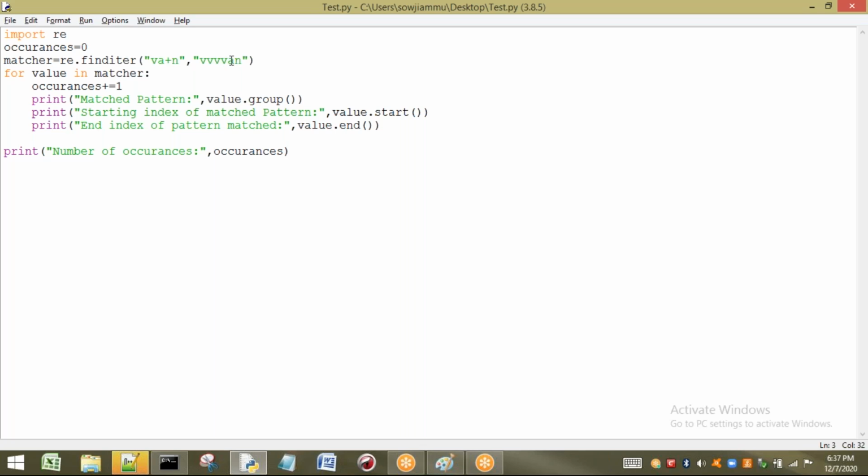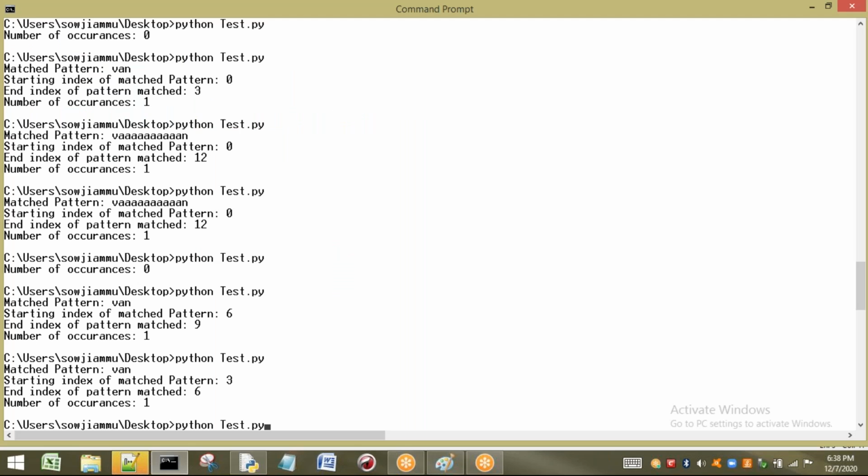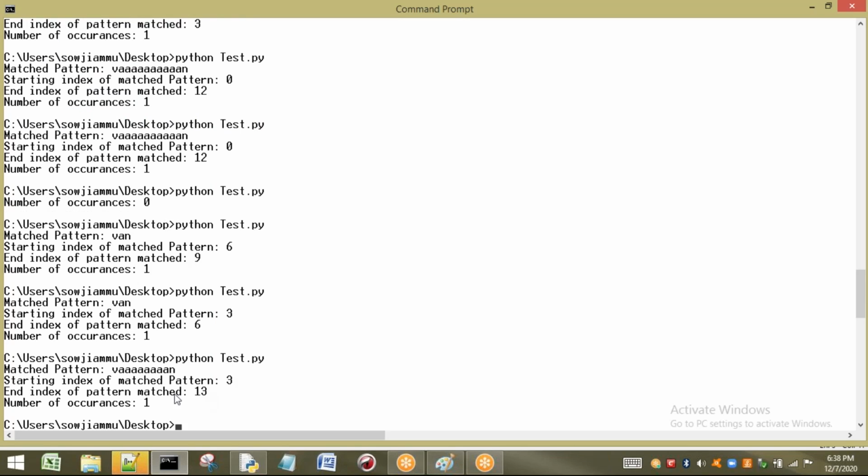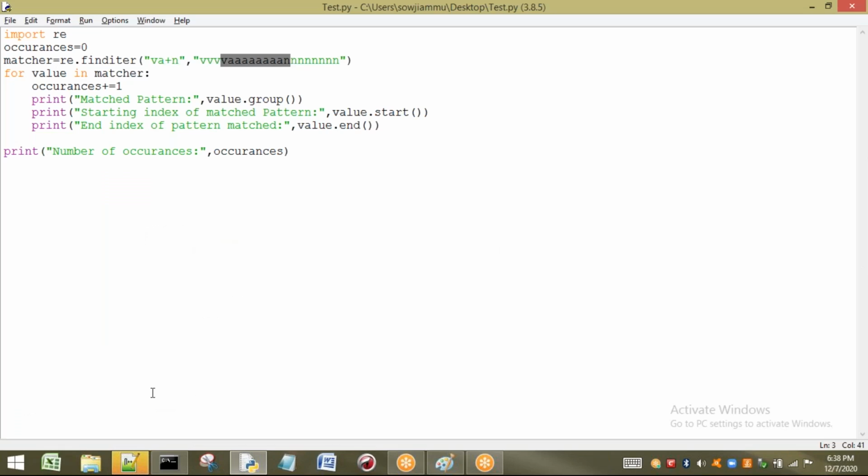If I take it in this way also, there is no problem. It will talk about this one only. Starting index is 3: 0, 1, 2, 3. Next, 4, 5, 6, 7, 8, 9, 10, 11, 12. End index is 12, but it is going to return 13. Now observe the output. See here, 3 and 13 we got. One match. It searches for one V, any number of A's, and only one N. Remaining all, it is not going to bother.